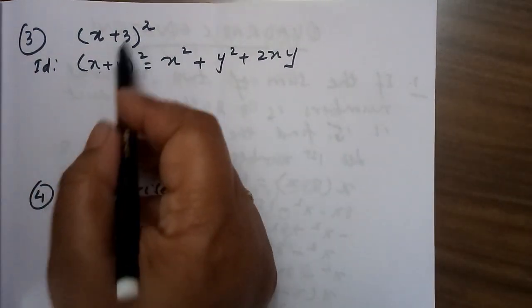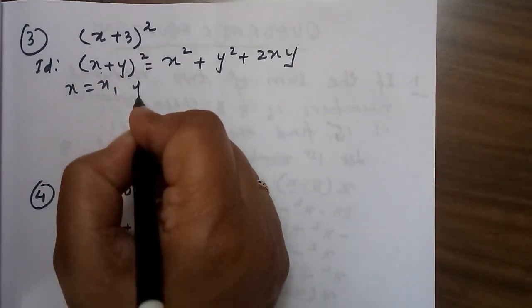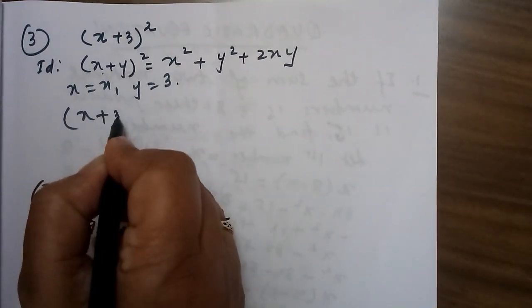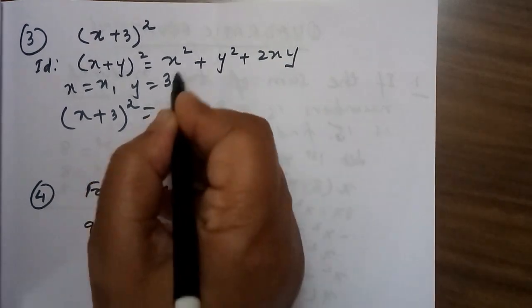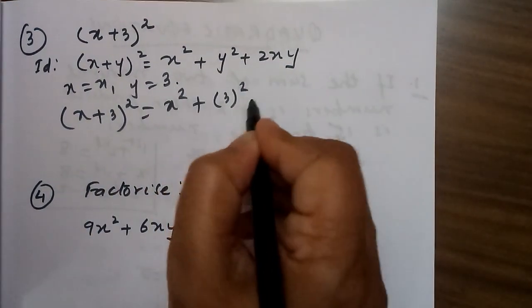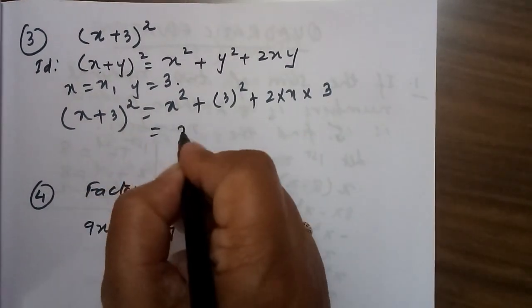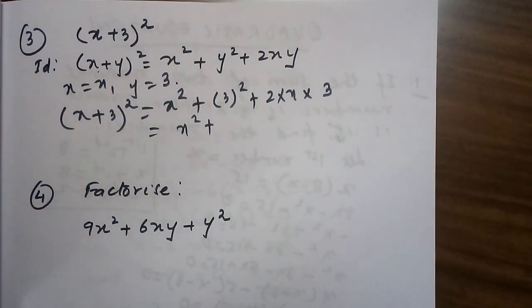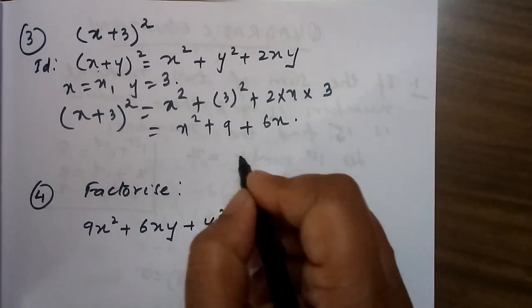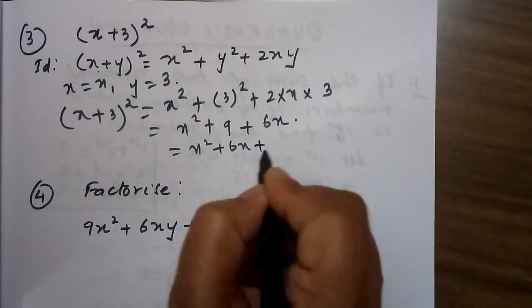Again, when I compare the two brackets, in place of x I have an x, in place of y I have a 3. So I put the values, I get x plus 3 whole square. It is x square, becomes x square. Y was 3, so it becomes 3 square plus 2 into x into 3. So I get x square plus 9 plus 6x. Or I can write it as x square plus 6x plus 9.